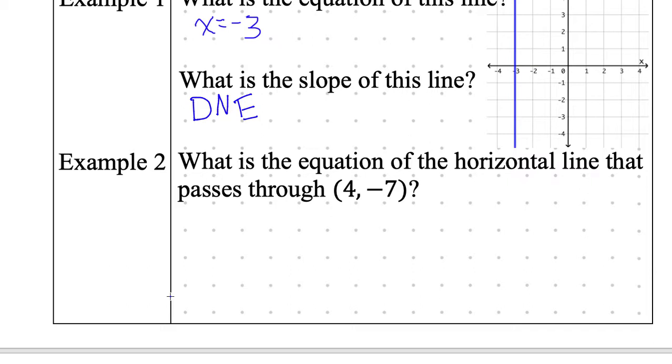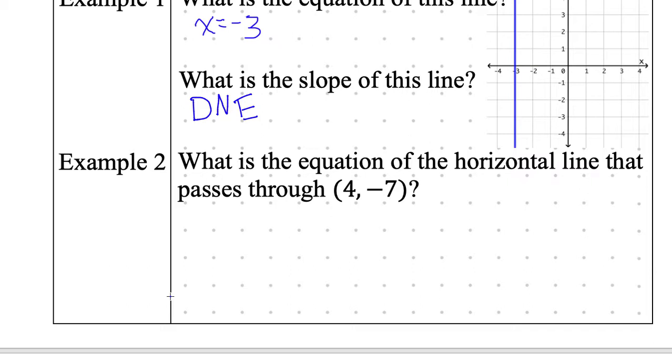Horizontal line. What is the equation of a horizontal line that passes through (4, -7)? Is a horizontal line passing through the x-axis or the y-axis? What's going on with the horizontal line? Do you remember from the notes, or do you have to go back and look at your notes?